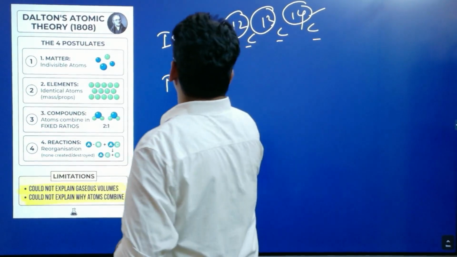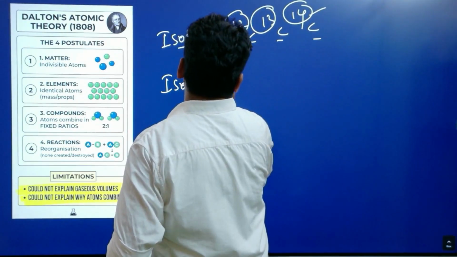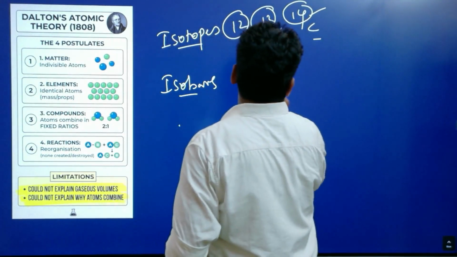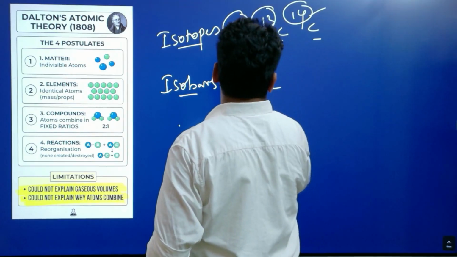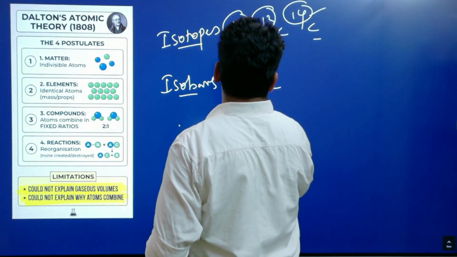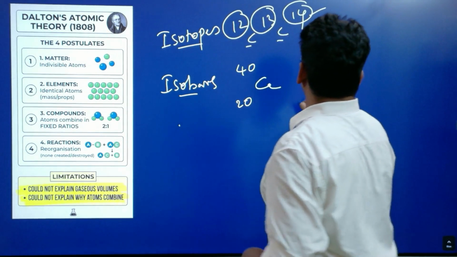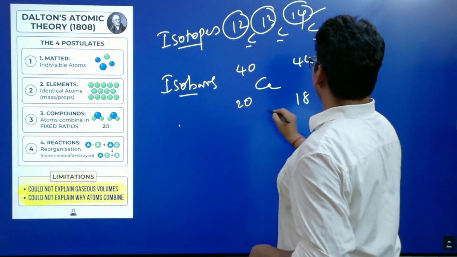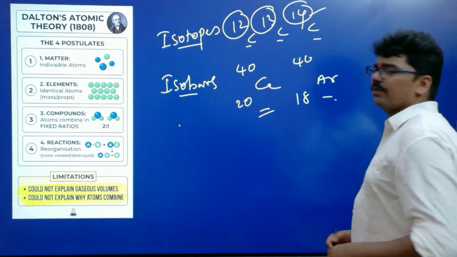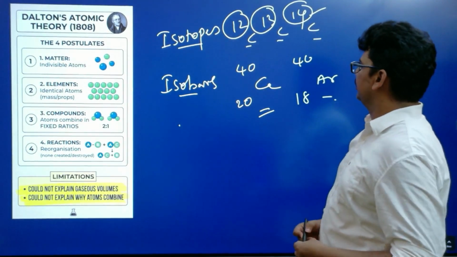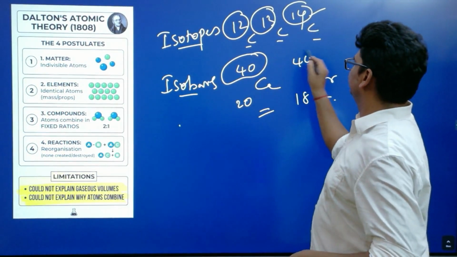Similarly, I am taking isobars. Isobars: calcium-40 and argon-40. So these are different elements, calcium and argon, different atoms, but their atomic mass is the same.